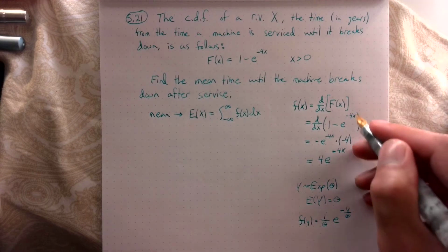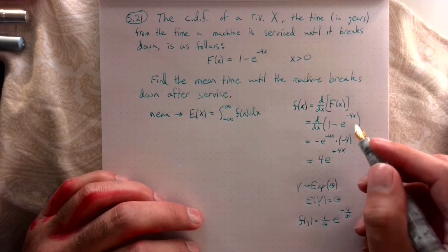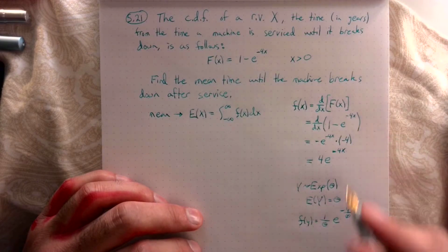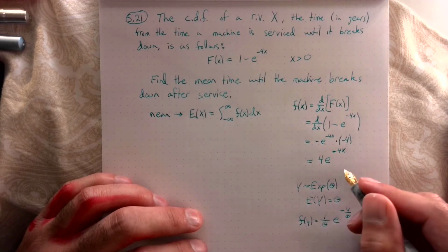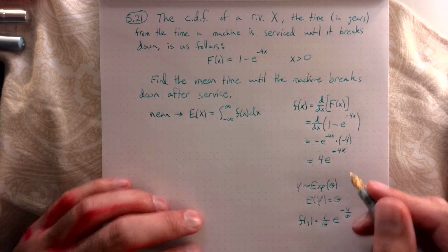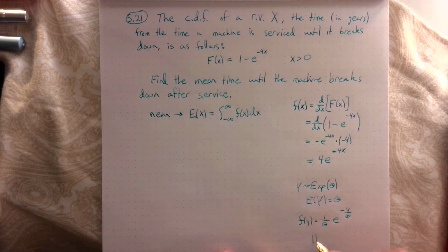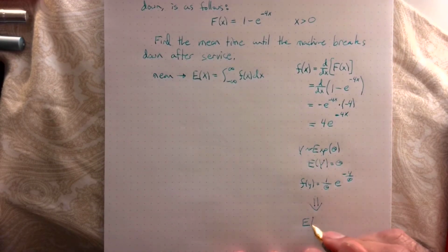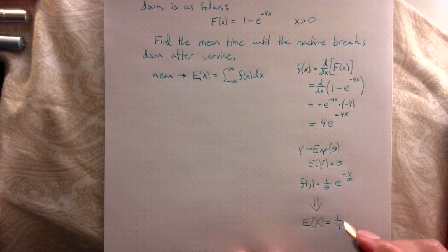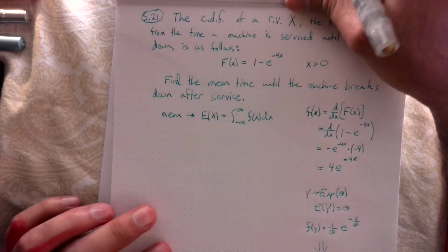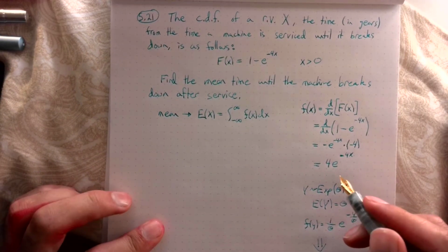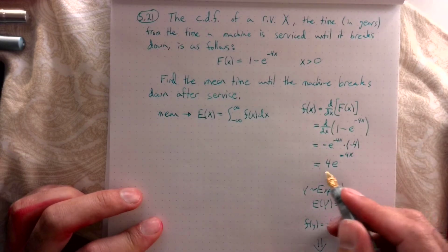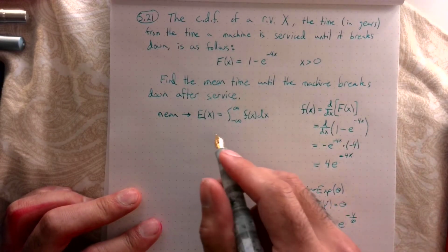So if we compare these two, our theta is going to have to be a fourth, right? We're basically setting 1 over theta equal to 4, and then it's going to mean that our theta has to be 1/4. So using that information, we could just conclude that the mean, the expected value of x, is equal to a fourth. But let's also just do it the way that the problem probably intended us to. So we took the derivative of the CDF and we got our PDF. So now we want to integrate.